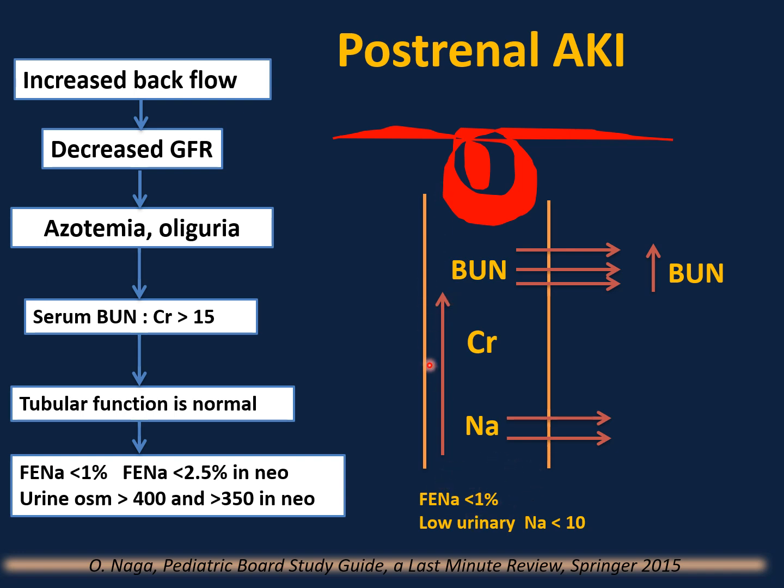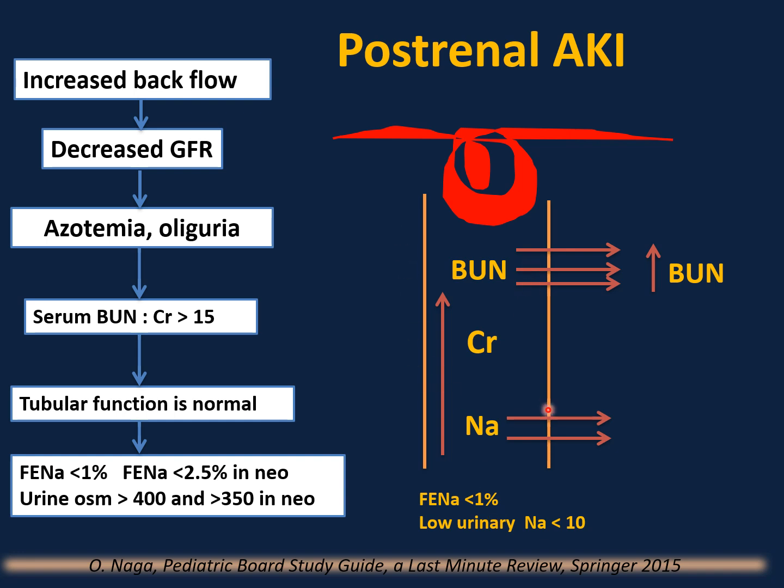So here you have back pressure, and this will decrease the filtration, glomerular filtration or GFR. And what happens here, this will force more BUN to go to the blood, and this will explain why the BUN to creatinine ratio will be elevated, will be more than 15. Normal is 15. And the renal tubule is still healthy. Even with this obstruction, the renal tubule will be able to absorb sodium, and this will explain why the urinary sodium will be low, less than 10, and the fractional excretion of sodium will be less than 1%.